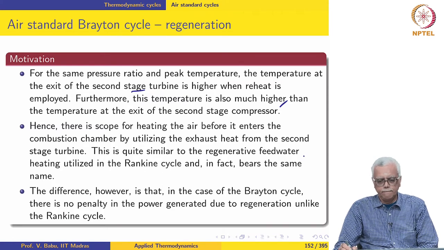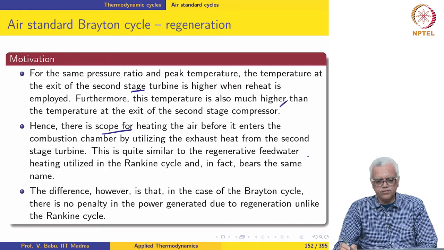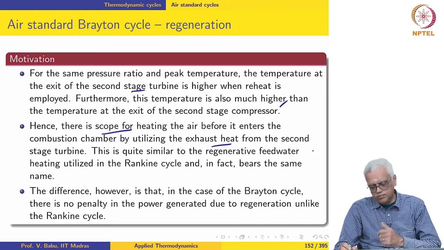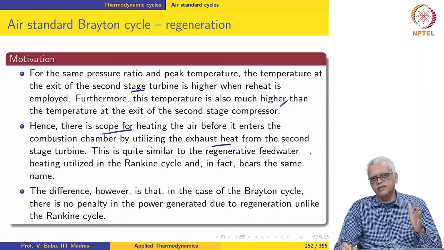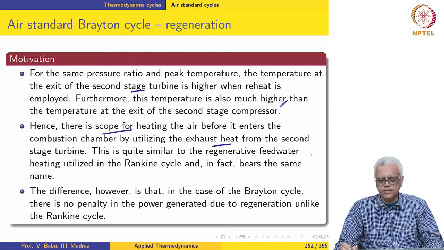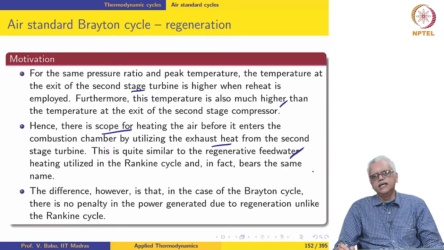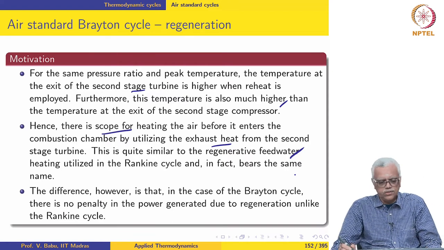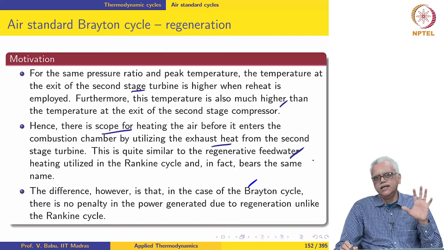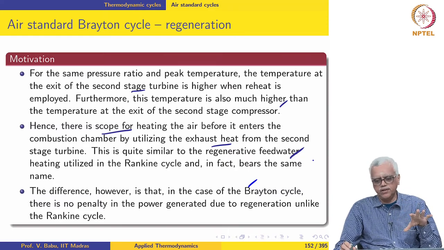Okay. So, there is scope for heating the air, as we just saw, before it enters the combustion chamber by utilizing the exhaust heat from either the second stage turbine, or even in the case of a single stage turbine, if intercooling is employed, we saw that there was still about 100 plus Kelvin temperature difference. So, there is still scope for regeneration there. Okay. So, this strategy is very, very similar to its counterpart in the Rankine cycle, and so this is called regeneration.